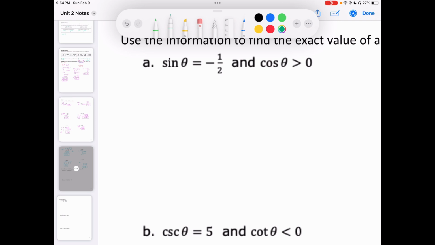Cosine is positive, sine is negative. We are going to be over here in quadrant 4. Okay, sine is -1 over 2. That means x is root 3. And now we have everything we need.